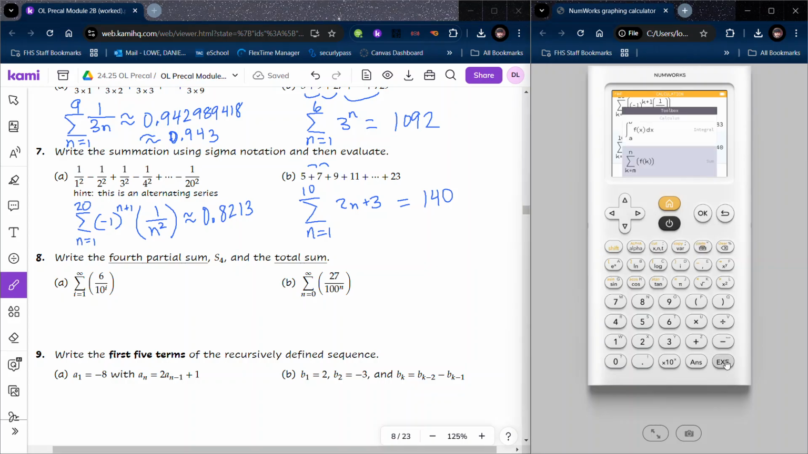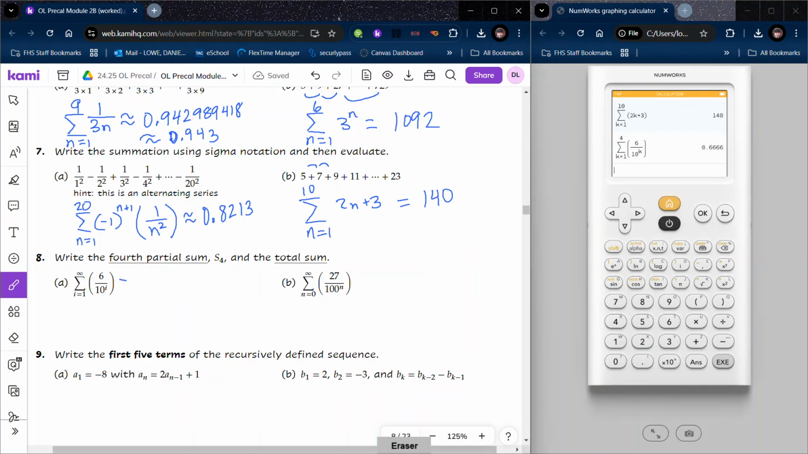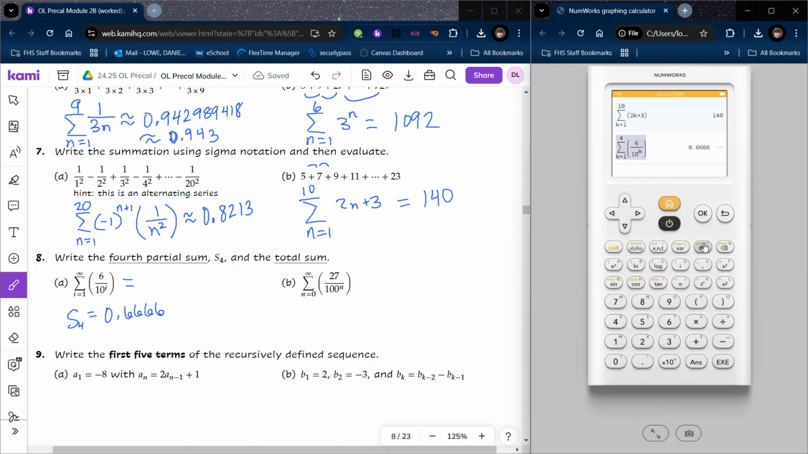Our fourth partial sum, we go to our summation. We're going to go from 1 to 4, right? And it is of 6 all over 10 raised to my counter, right? And so that gives me the fourth partial sum. The sum of the first 4 terms is going to be 0.6666, right?